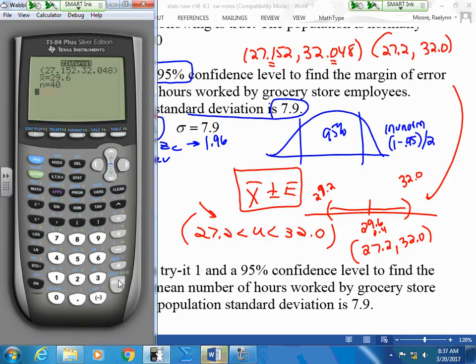Now Tori subtracted it and added it before, so we're going to use her method. We're going to subtract your mean from this, and we're going to pull out your margin of error. There's my margin of error. So for you calculator people, this is a snap on your calculator. That was easy, huh? Perfect.